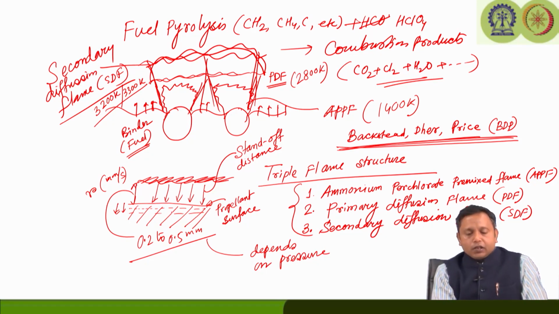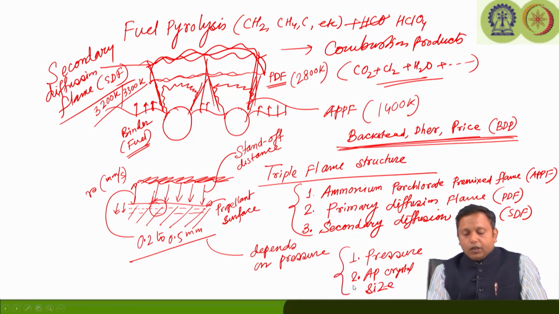The ammonium perchlorate particles also play an important role here, because the ammonium perchlorate particles are in different sizes, they are crystals. So, if the ammonium perchlorate particles are smaller in size, the APPF flame, or ammonium perchlorate premix flame, will be at a shorter distance. They will also give us much quicker heat transfer to the propellant surface, and finally that will lead to a reduction in the standoff distance, because the primary diffusion flame will also be closer to it, and the final diffusion flame or the secondary diffusion flame will also come closer to the propellant surface. So, eventually we can say that the chamber pressure and the AP crystal size are going to play an influencing role in the standoff distance.